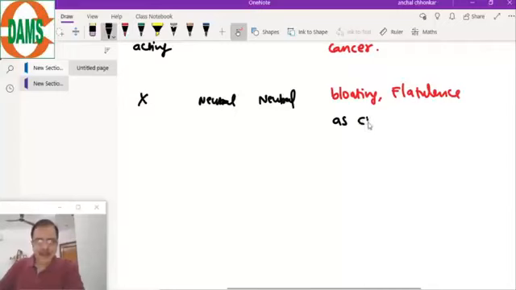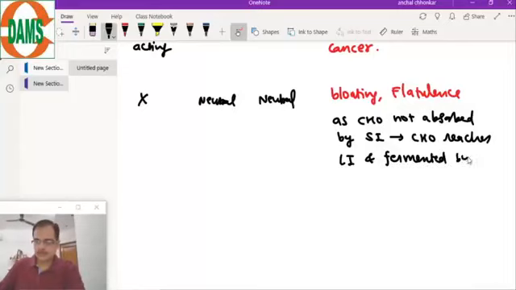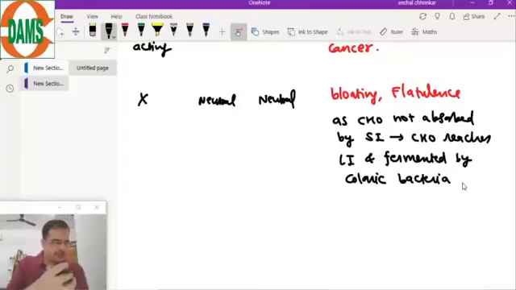as carbohydrates not absorbed by the small intestine reach the large intestine and are fermented by colonic bacteria. Fermented by the colonic bacteria, it will produce gas and cause bloating. So this will cause excessive gas formation.